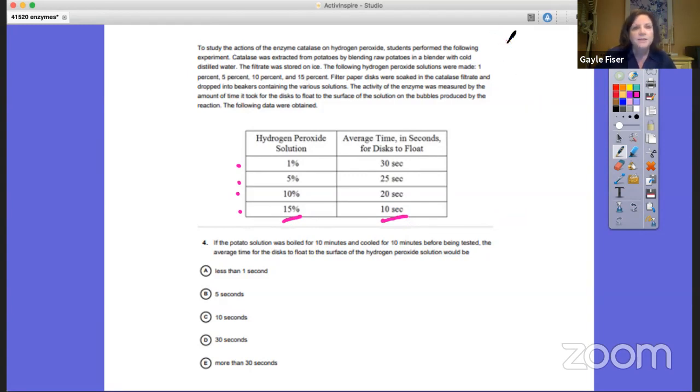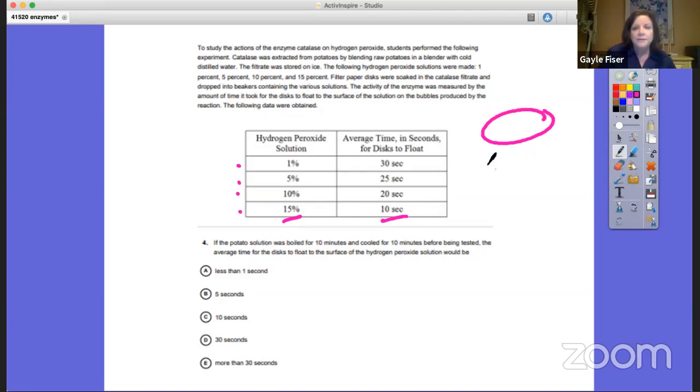So let's read. To study the actions of the enzyme catalase on hydrogen peroxide, students performed the following experiment. Catalase was extracted from potatoes by blending raw potatoes in a blender with cold distilled water. The filtrate was stored on ice. The following hydrogen peroxide solutions were made: 1%, 5%, 10%, and 15%. Filter paper discs were soaked in the catalase filtrate and dropped into the beakers containing the various solutions. The activity of the enzyme was measured by the amount of time it took for the disc to float to the surface of the solution because of the bubbles produced by the reaction. The following data were obtained.